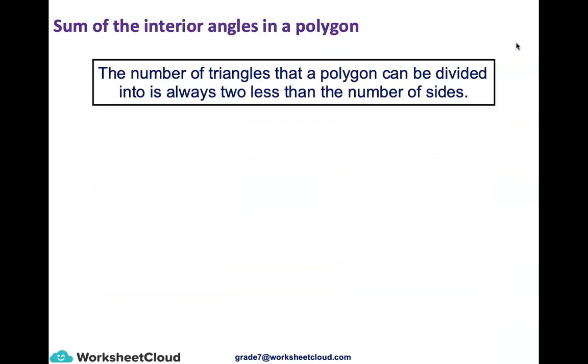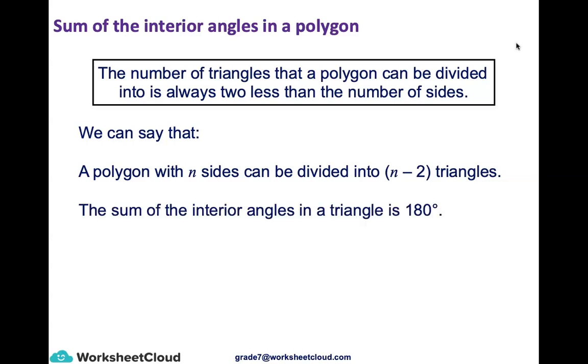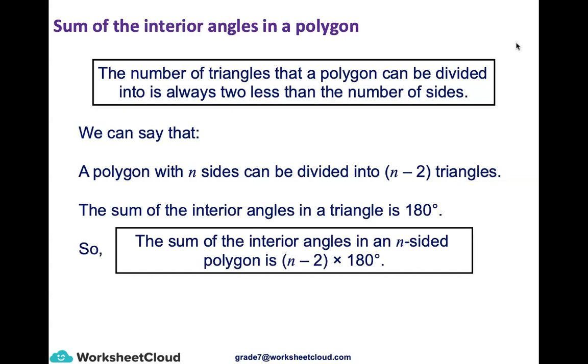Okay, so interior angles in a polygon, and this is just a bit of a recap for you. So we know that the number of triangles that a polygon can be divided into is always 2 less than the number of sides. So that's where your n minus 2 comes from. And we know we must multiply n minus 2 by 180. So again, the n stands for the number of sides that polygon has. So if it was a triangle, n equals 3. If it was a quadrilateral, n equals 4. Pentagon, n equals 5, etc.